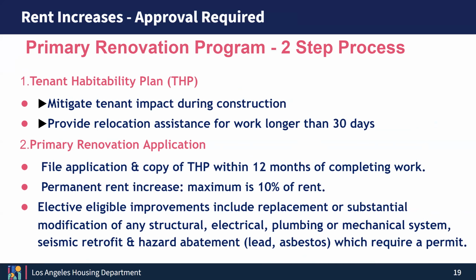Second type of program is the primary renovation program. This is a little different from the capital improvement program because a primary renovation is typically improvements that are pretty extensive and that will replace or substantially modify the structure, the electrical, the plumbing, the mechanical aspects of the building, or they will result in seismic retrofit or hazard abatement of lead and asbestos, which require a permit.